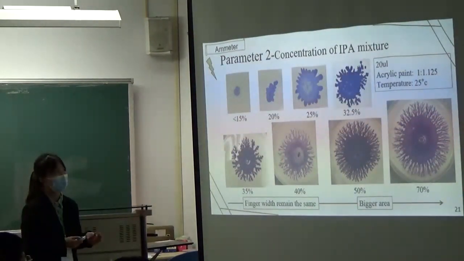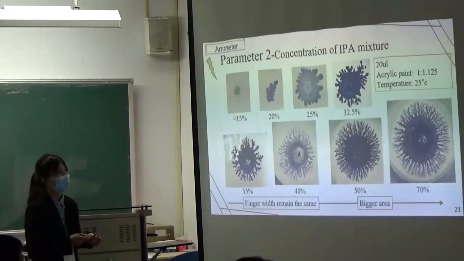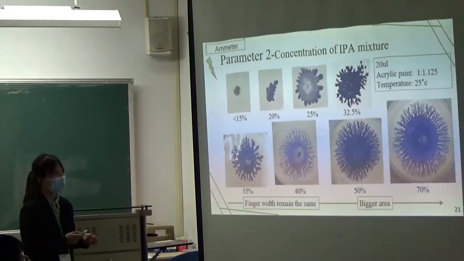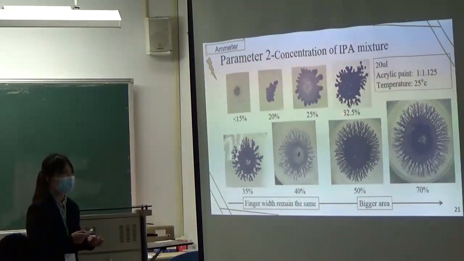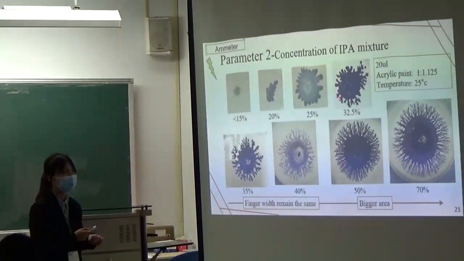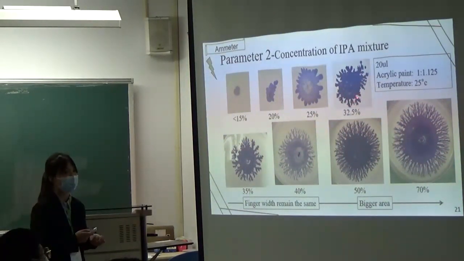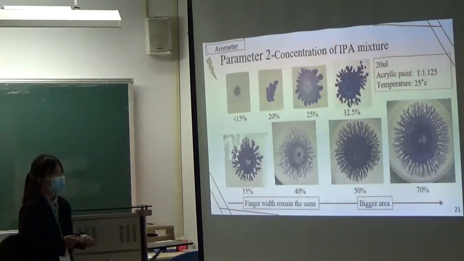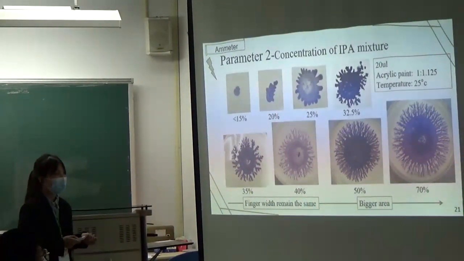And next we control and change the concentration of the IPA mixture, and we can see that when the isopropyl alcohol becomes 32.5%, it will start to form the fingers. So we call 32.5% the critical concentration. And here we didn't change the acrylic paint viscosity, so the fingers' width remains the same.